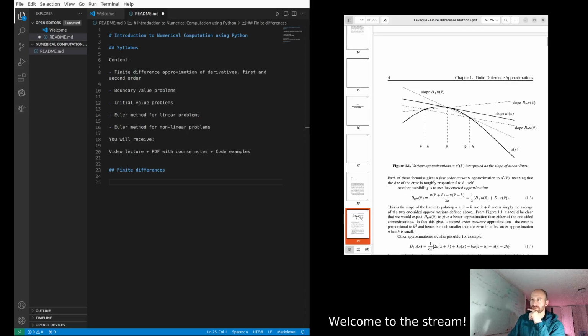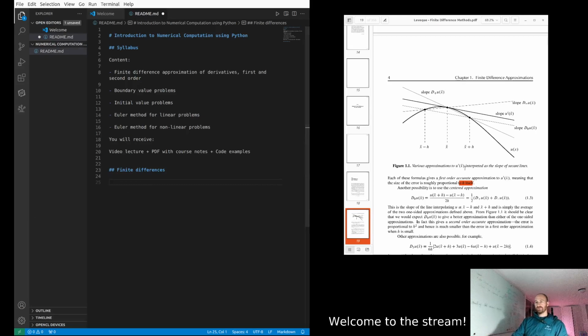So each of these formulas gives a first order accurate approximation of u', meaning that the size of the error is roughly proportional to h itself. So this is interesting. So let's try to write that actually here.